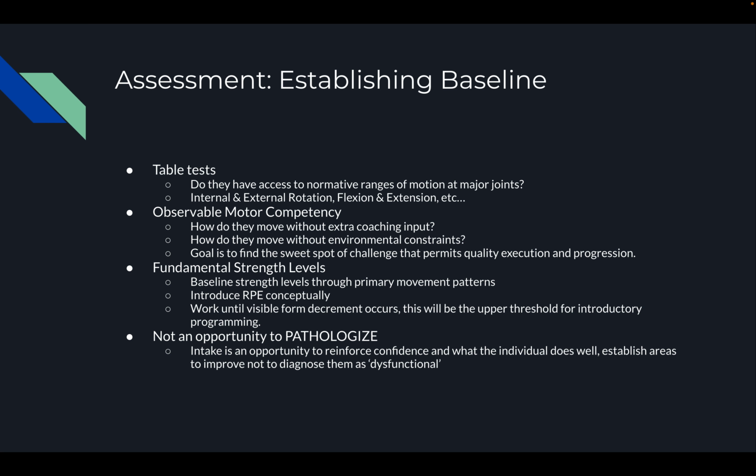So in order to begin the client programming process, we have to start with an assessment. In order to establish a baseline, we want to do a series of things. We want to take some table tests. We'll look at observable motor competencies, seeing at a really first look how well the client can execute things. We'll look at fundamental strength levels, and we'll use this as an opportunity to build confidence and reinforce an enjoyment and buy-in into the training process.